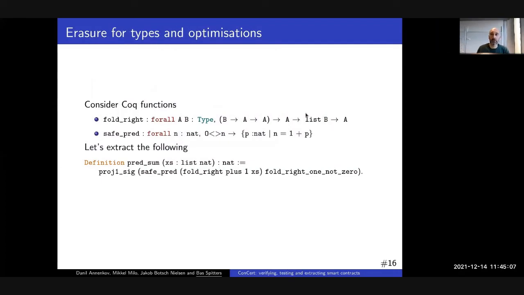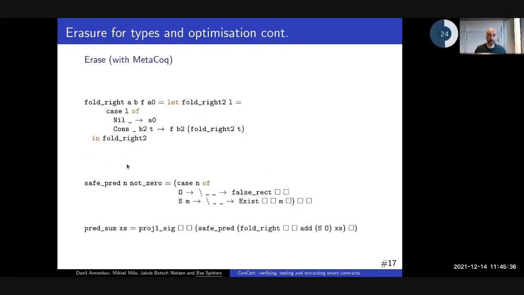Now, just to explain how this pipeline works, let's look at an example. We have the usual fold right over lists, and then we can look at a safe version of the predecessor function on natural numbers. This comes with a proof that the number is different from 0. So let's extract the following: it takes a list of natural numbers, takes the predecessor, and returns the sum of those.